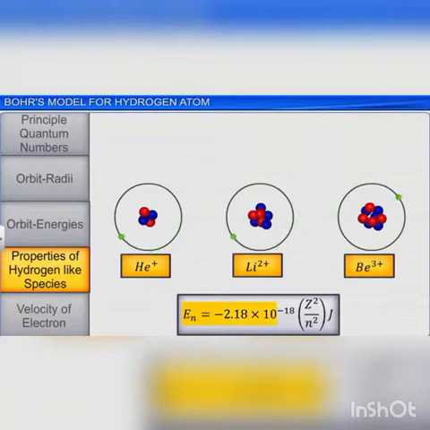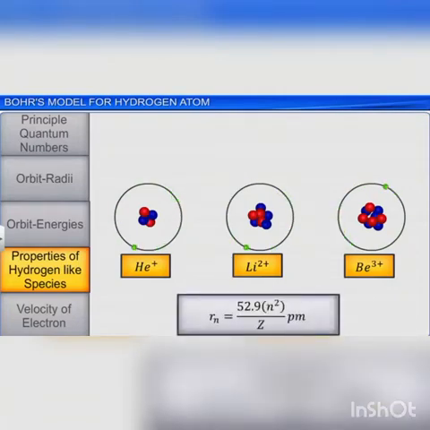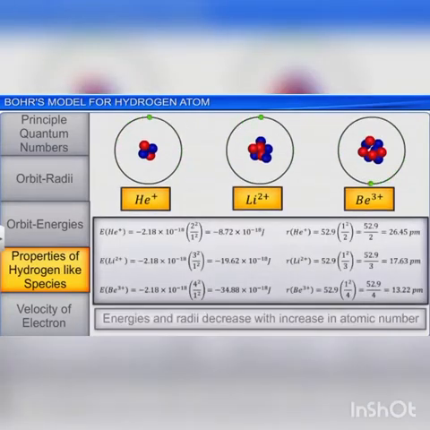The orbit radii of these ions is given by the expression Rn equal to Bohr's radius multiplied by the square of principal quantum number divided by the atomic number. From the orbit energies and radii equations of hydrogen-like ions, it can be deduced that with increase in Z, the value of energy becomes more negative and the radius becomes smaller.